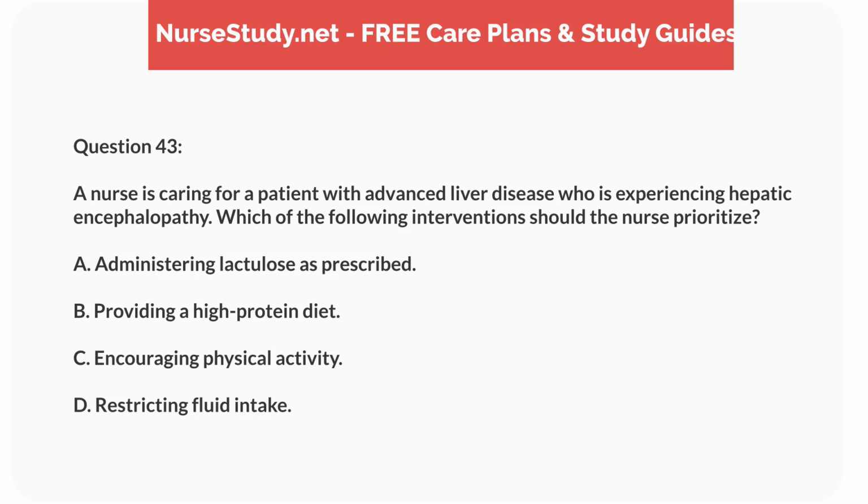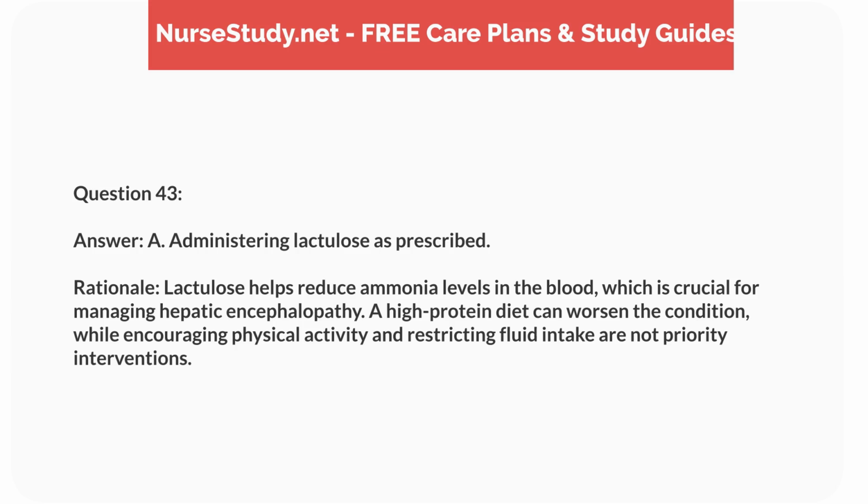Question 43. A nurse is caring for a patient with advanced liver disease who is experiencing hepatic encephalopathy. Which of the following interventions should the nurse prioritize? A. Administering lactulose as prescribed. B. Providing a high-protein diet. C. Encouraging physical activity. D. Restricting fluid intake. Answer: A.